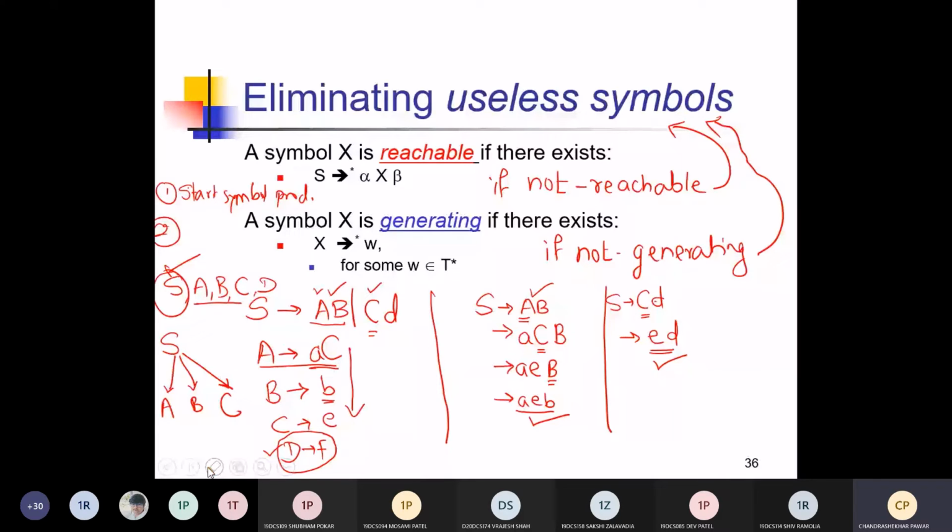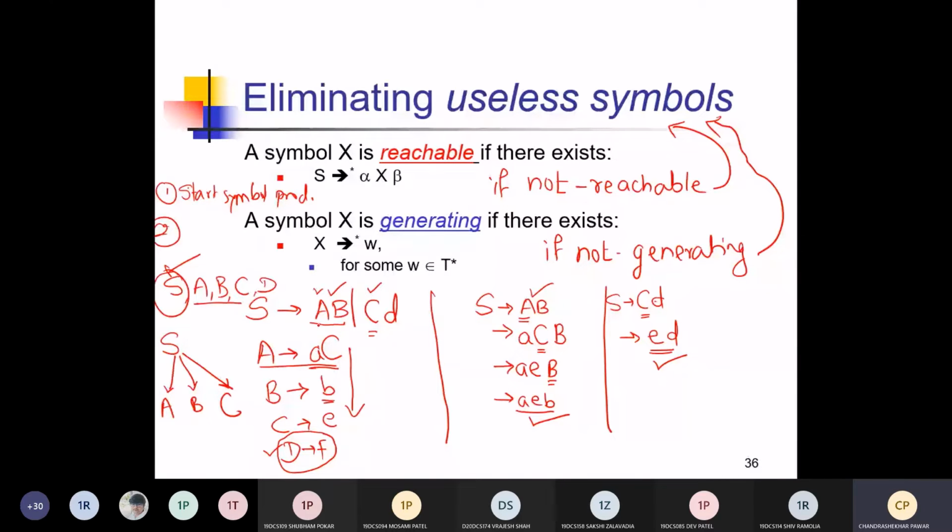So this D is not reached by any other non-terminal. It is not in the production of the starting symbol, and it is not in the production of any other non-terminal which is in the starting symbol. Clear? So the non-terminal D is not reachable. Understood? Why is it not reachable? Because it is not in the production of the starting symbol and it is not within the production of other non-terminals which are present within the starting symbol production.